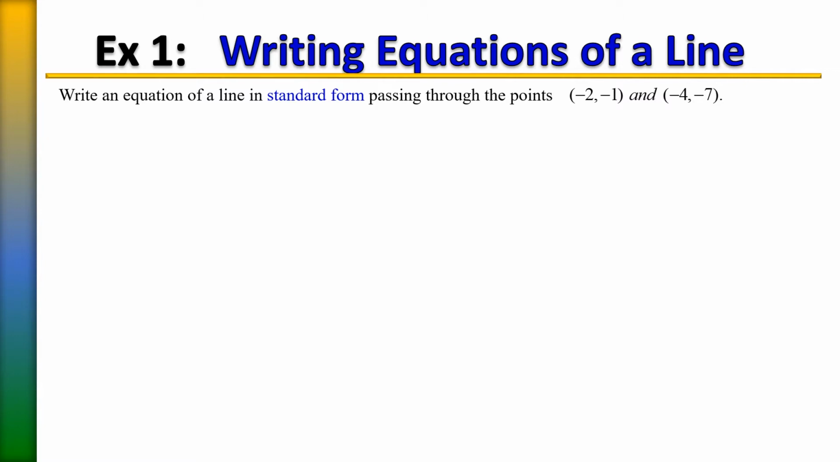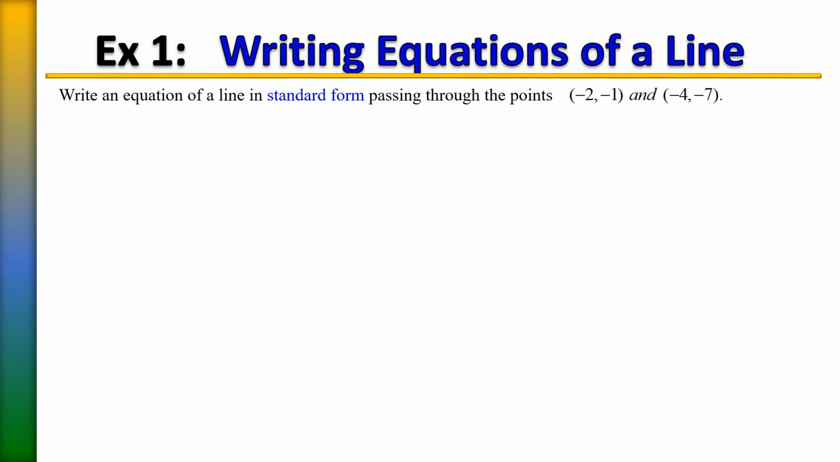Now recall from a previous lecture that I mentioned to you that you need two things in order to write a line. You can't write a line unless you have those two things. Do you recall what those two things are? Well, one of those things, I said you need to know the slope. The other thing, you need a point on the line.